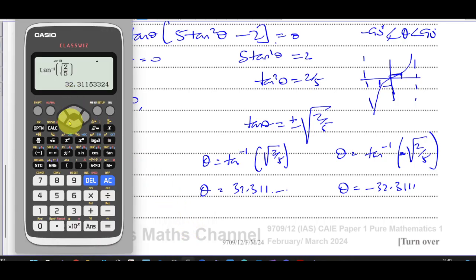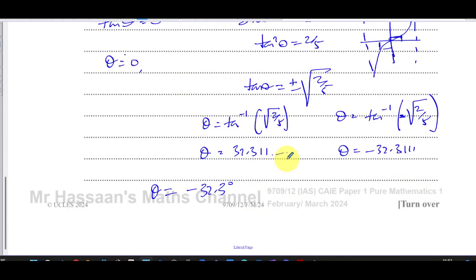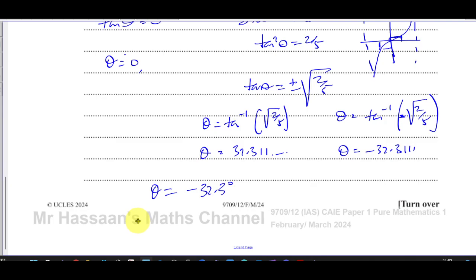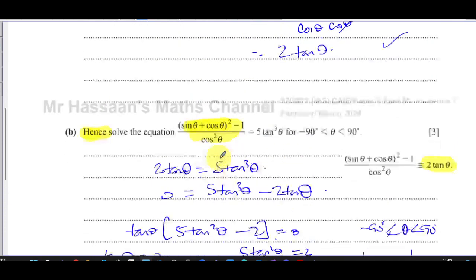We can confirm that in case you're not sure. You can just put the negative square root of 2/5, which gives you, as we said, the same exact answer, but negative. So now our final answer is theta equals negative 32.3 degrees. Does it say to 1 decimal place? It doesn't say, but we should know that we give answers to 1 decimal place in degrees, unless otherwise stated. Okay, so minus 32.3, 0, and 32.3, rounded to 1 decimal place, and there we have our answers for this question, part B. So we use the answer of part A to solve it.